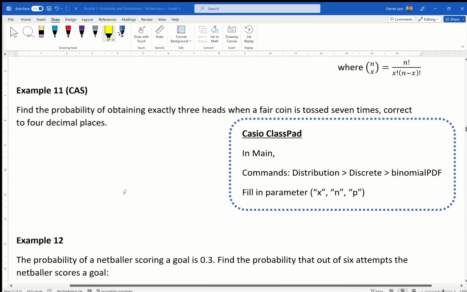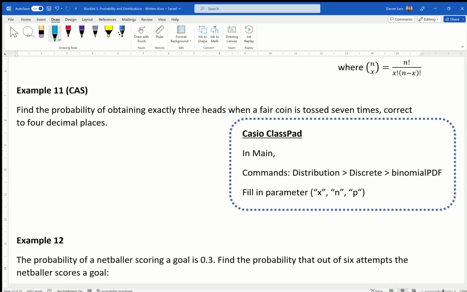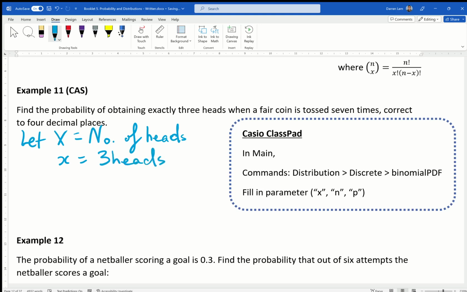Find the probability of obtaining exactly 3 heads when a fair coin is tossed 7 times, correct to 4 decimal places. You can see how this would be very annoying to do by hand. Let X equal the number of heads, and little x equal 3 heads. I know that my probability is going to be equal to 0.5 because it says it's a fair coin, and n equals 7 because that's how many total flips I'm doing.